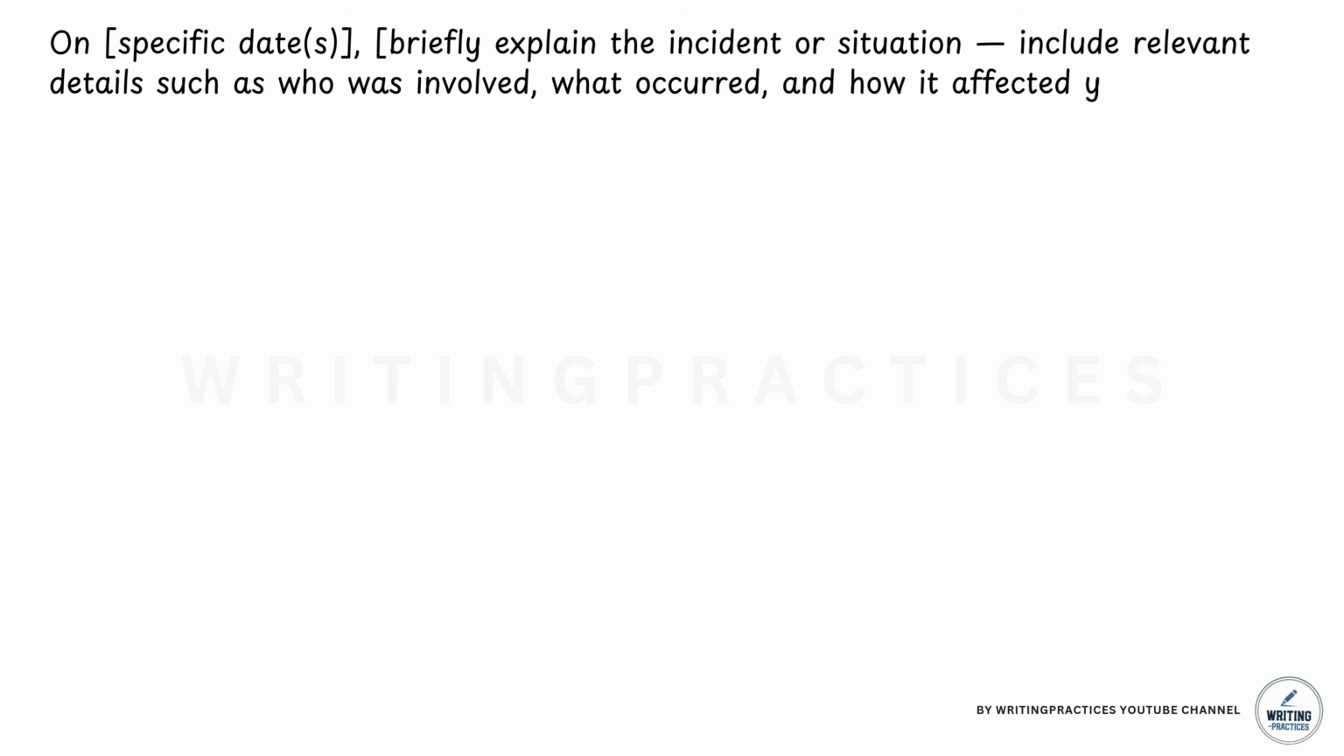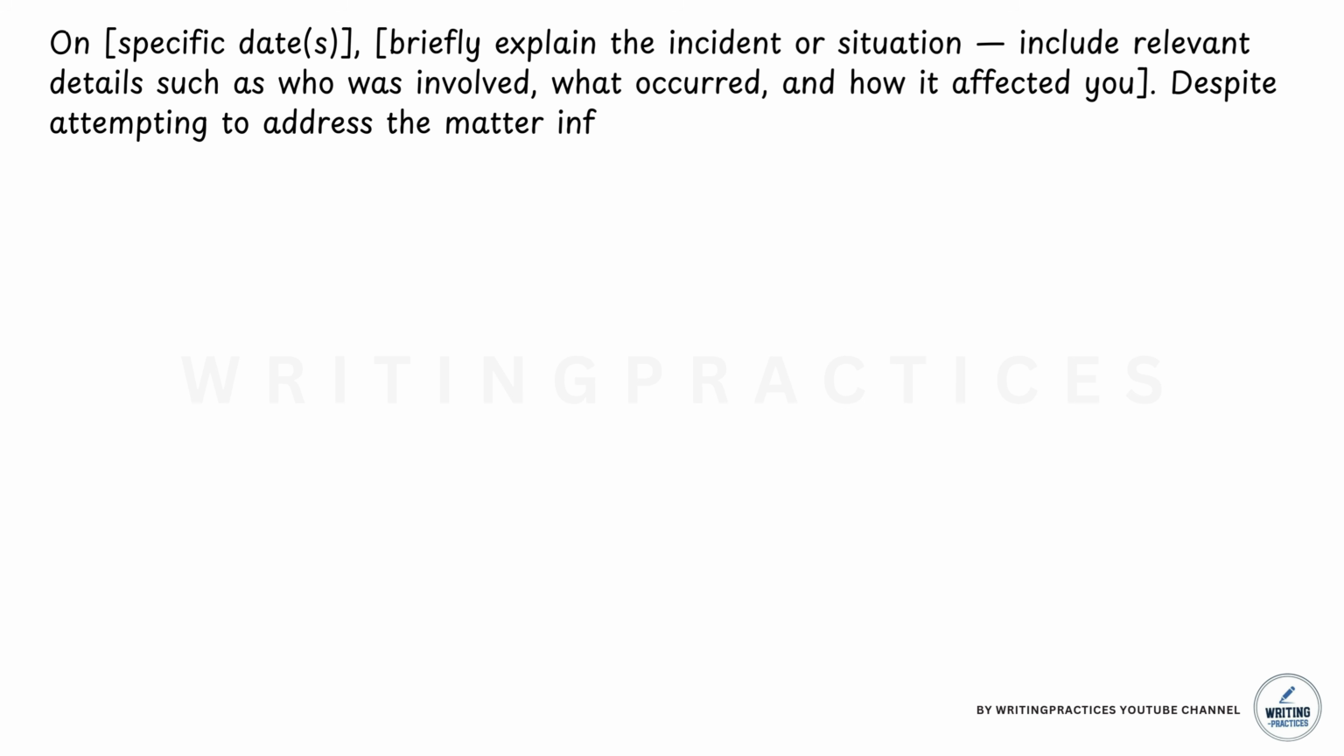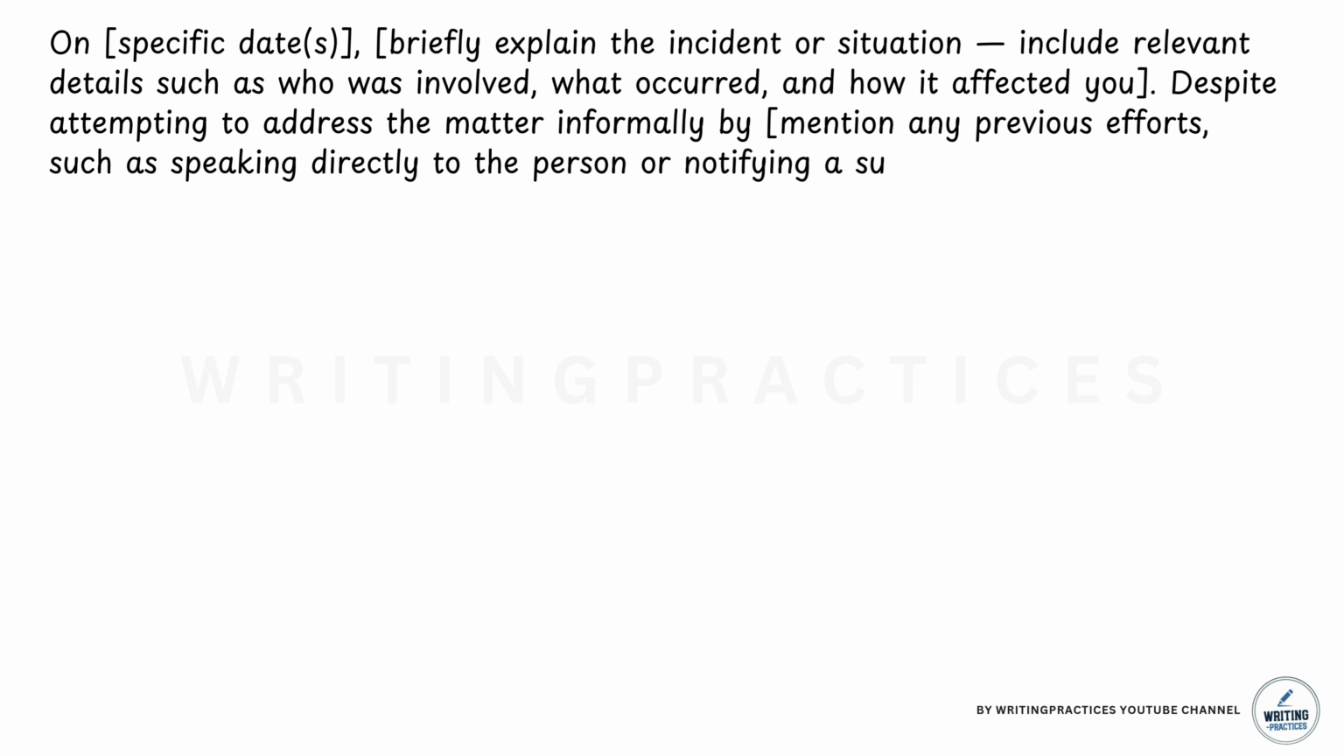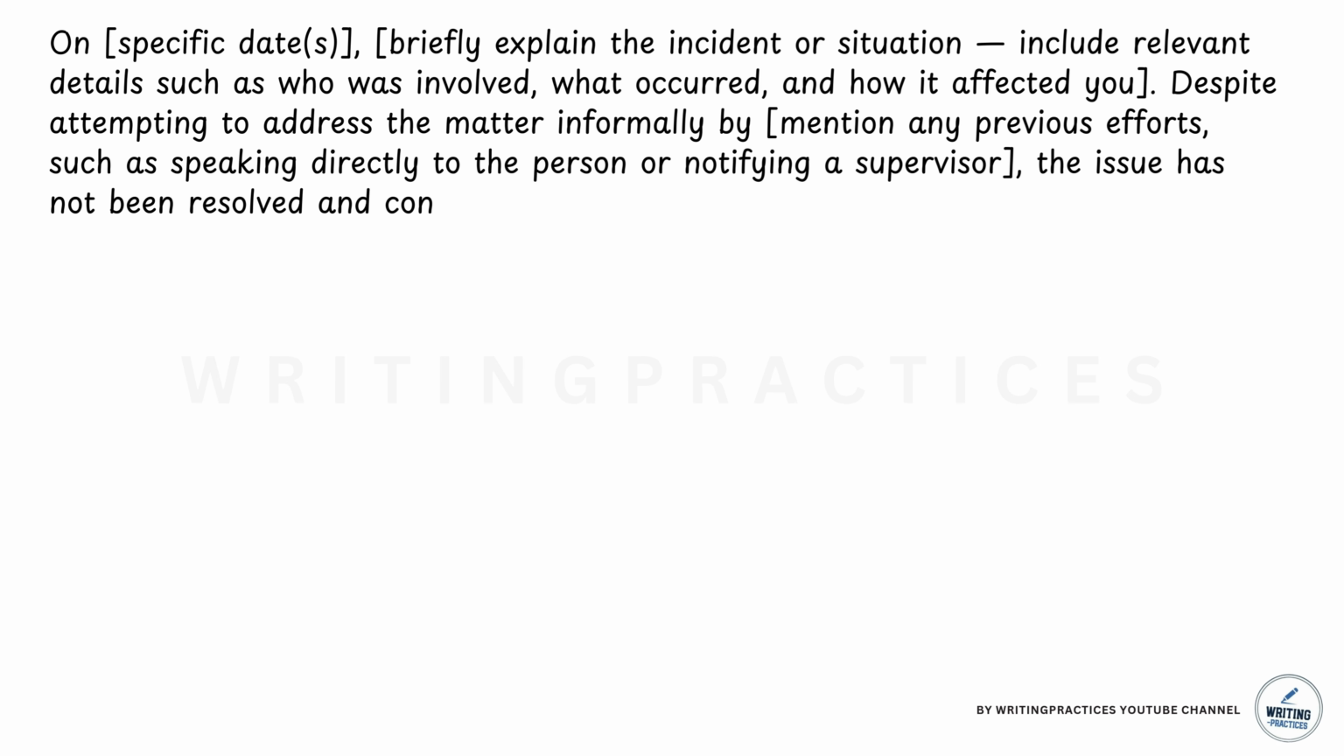On specific dates, briefly explain the incident or situation. Include relevant details such as who was involved, what occurred, and how it affected you. Despite attempting to address the matter informally, mention any previous efforts, such as speaking directly to the person or notifying a supervisor, the issue has not been resolved and continues to impact my work environment. This paragraph must be specific and factual.